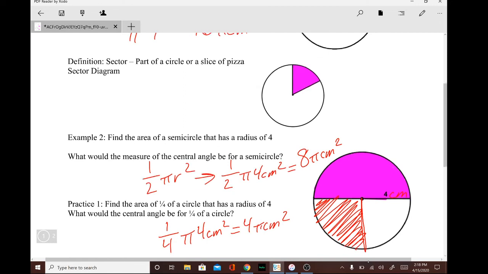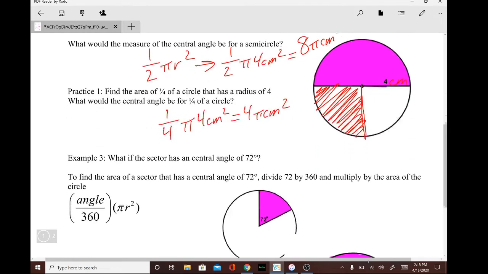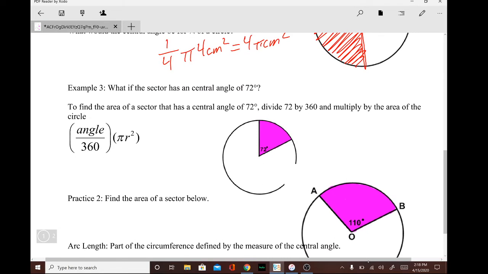That's all well and good if we have half circles or quarter circles. But what if we have a piece like this, like the sector we talked about earlier? Well, we need to find it for every little bit, anything from 1/4, 1/8, 1/30, some type of fraction. Most of the time, they're not going to give us a fraction. They're going to give us a degree. So this one is 72 degrees.